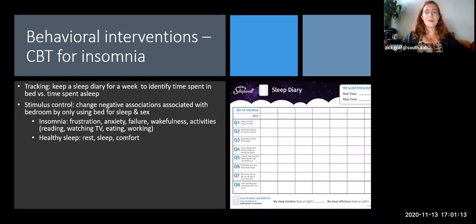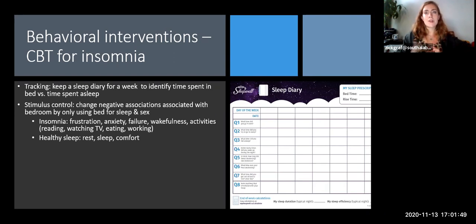Once we know what someone's schedule is and what behaviors they're maybe engaging in that are not helpful, we implement stimulus control. And the goal of this is to change negative associations with sleep, with the bed, with the bedroom. People who have chronic insomnia have spent a lot of time in bed awake and feeling frustrated and anxious, or they might spend a lot of time in bed awake doing stimulating things like watching TV, reading books, doing work, or eating. In CBT for insomnia, we recommend that people revert to using their bed only for sleep and sex.